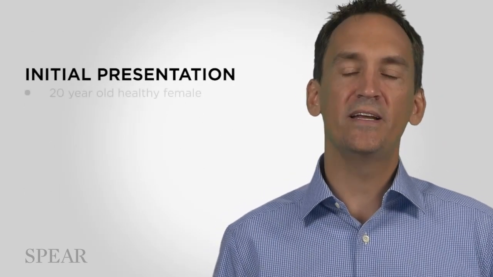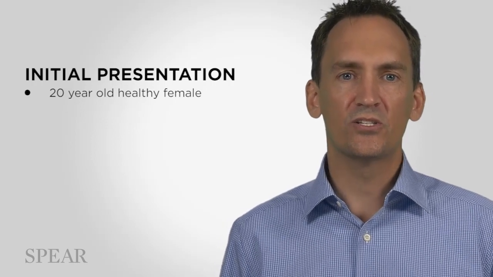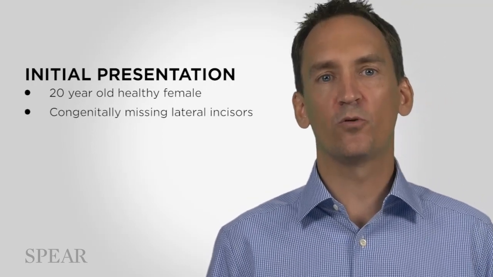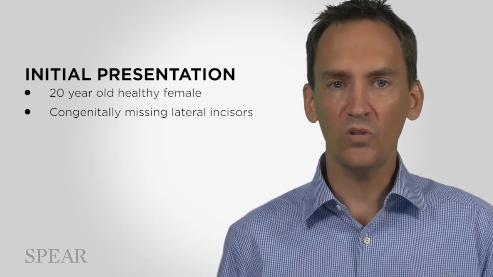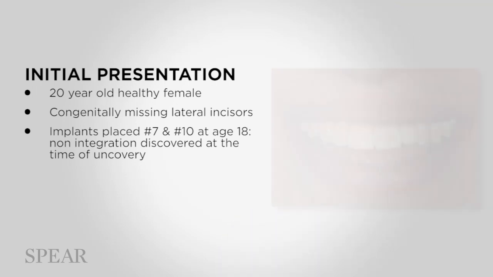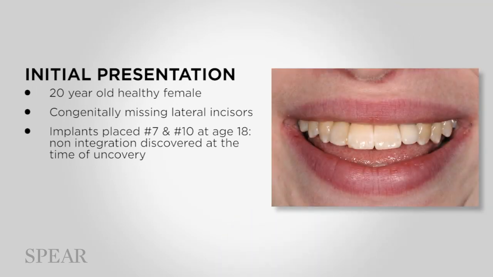So let me introduce you to Angela. Angela is 20 years old, and she's congenitally missing her laterals. Now, she's actually had some treatment before she came in to see me. She had implants placed in both 7 and 10 when she was 18 years old. Unfortunately, neither implant integrated, so at the time of uncovery of the implants, they had to be removed.